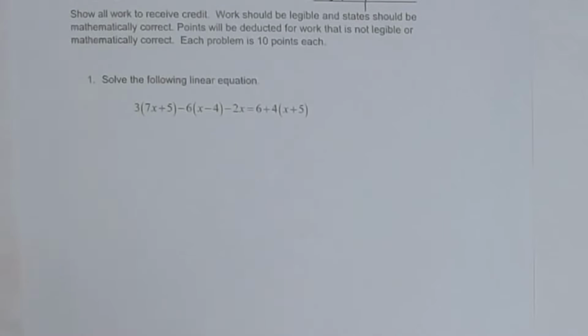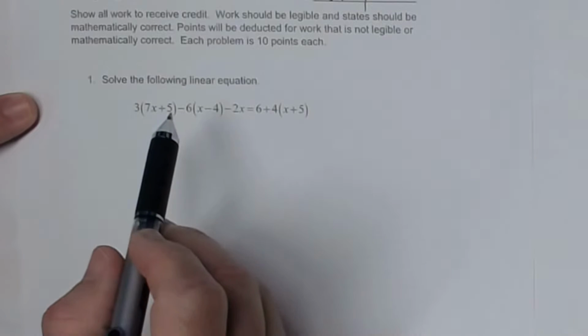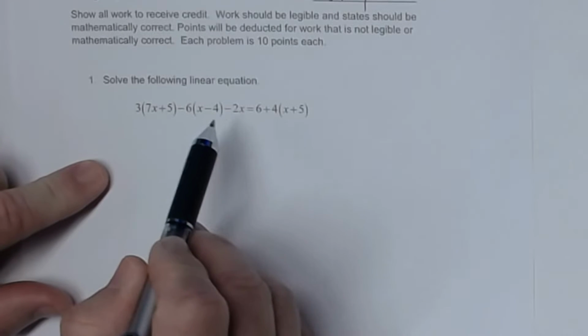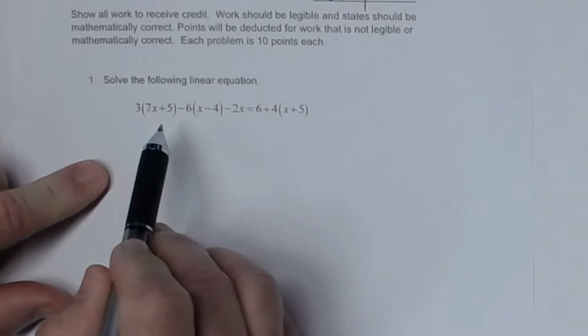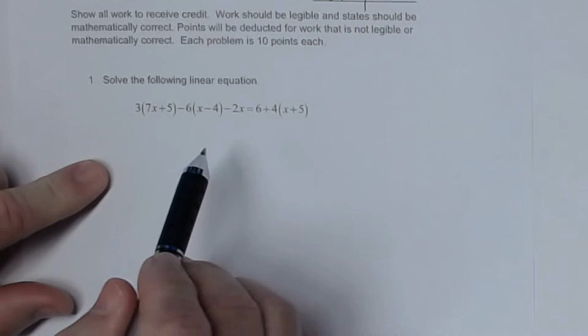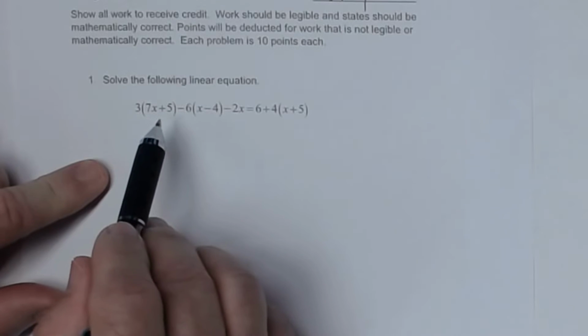This is a key to the test on solving equations and inequalities. So in problem number one, you want to solve this linear equation. Now, notice that this linear equation has parentheses, has grouping symbols in it, and there's one set of parentheses here, another one here, and another one here. So what you need to do, first of all, is get rid of those parentheses.